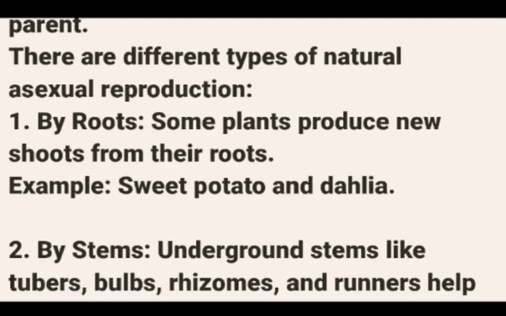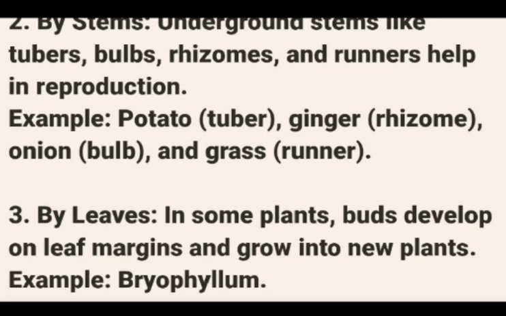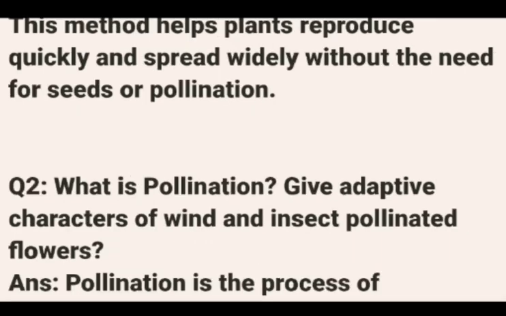There are different types of natural asexual reproduction. By the roots: some plants produce new shoots from their roots. Example: sweet potato and dahlia. By stem: underground stems like tubers, bulbs, rhizomes, and runners help in reproduction. Example: potato, tuber; ginger, rhizome; onion, bulb; and grass, runner. By leaves: in some plants, buds develop on leaf margins and grow into a new plant. Example: Bryophyllum. This method helps plants reproduce quickly and spread widely without the need for seeds or pollination.